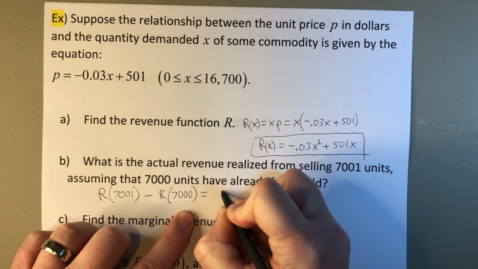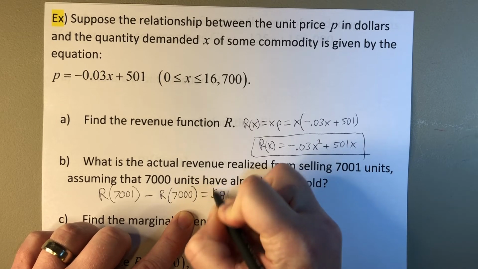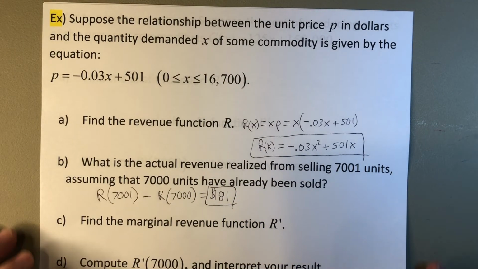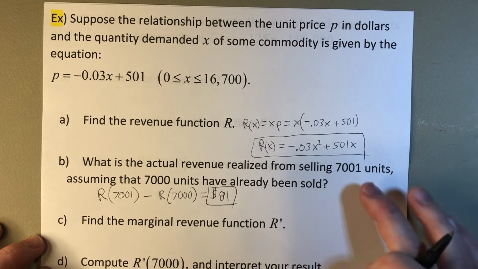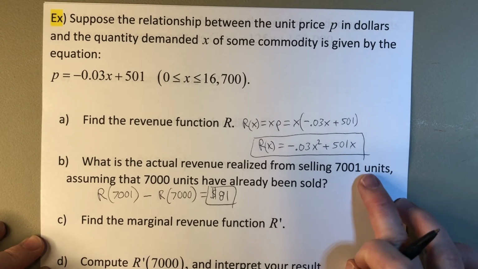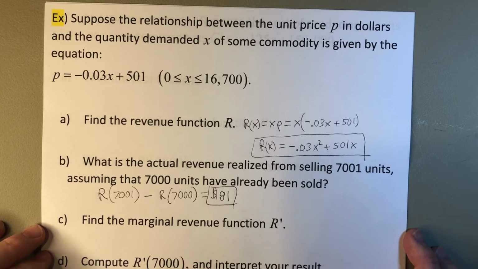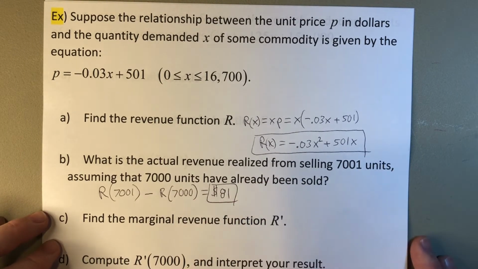I think it's approximately $81, okay? So that would be how much more in revenue you'd make based upon this question from the selling of one more unit compared to this number of units that have already been sold. So let's see how that relates to the next two questions.